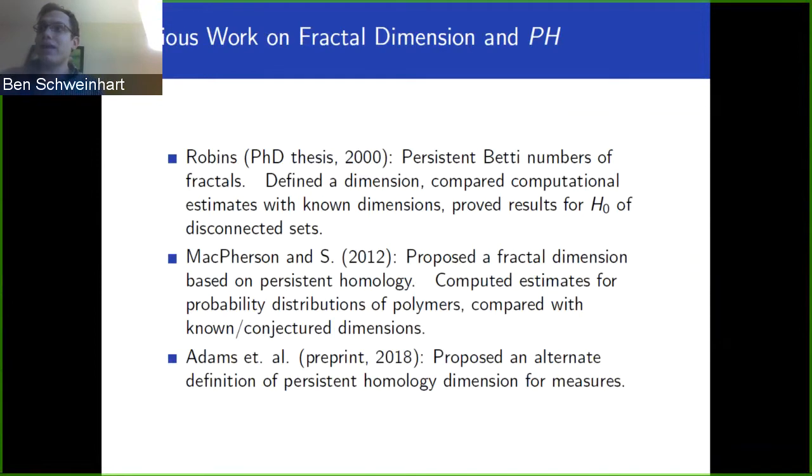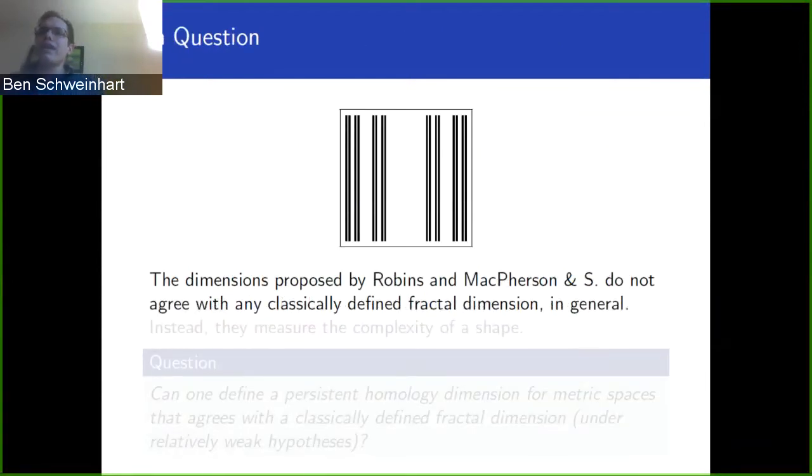Henry did some computations and showed that this dimension agreed with some classically defined fractal dimensions for some specific examples. That got me thinking about whether I could prove rigorous results relating fractal dimension and persistent homology. As I said, the dimensional quantities proposed by Vanessa Robbins and the different one proposed by McPherson and myself don't agree in general with any classically defined fractal dimensions, such as the Hausdorff dimension or the box dimension.